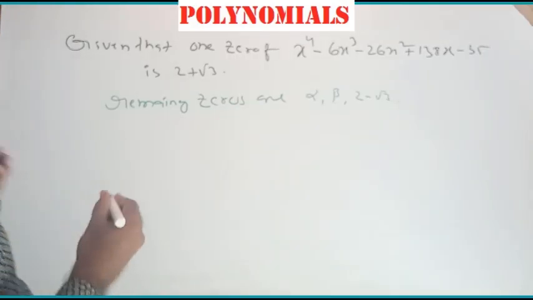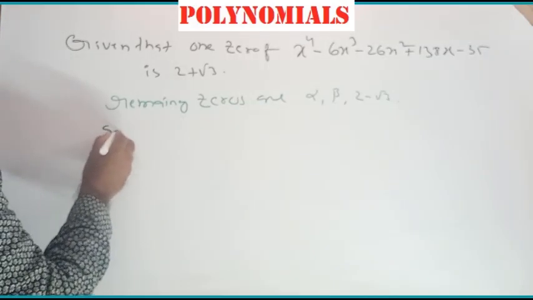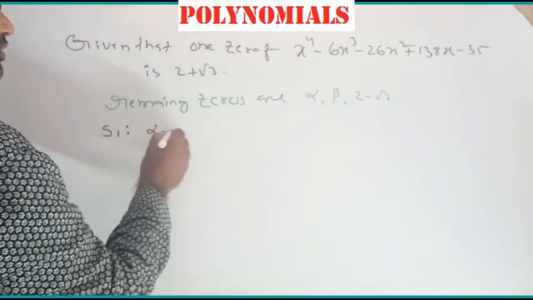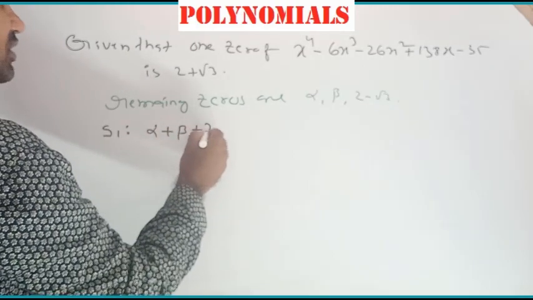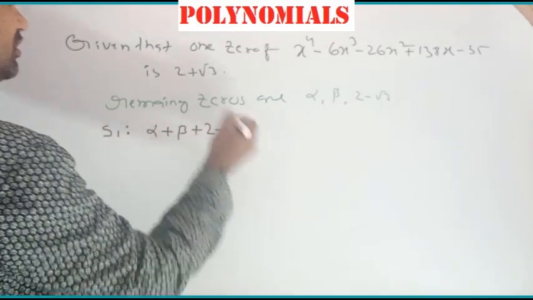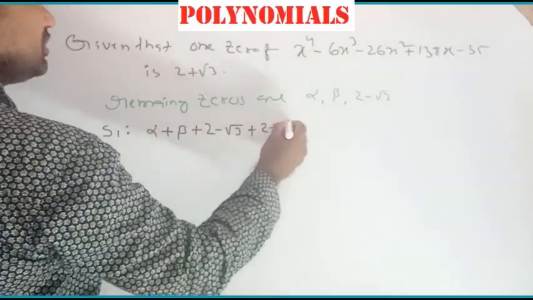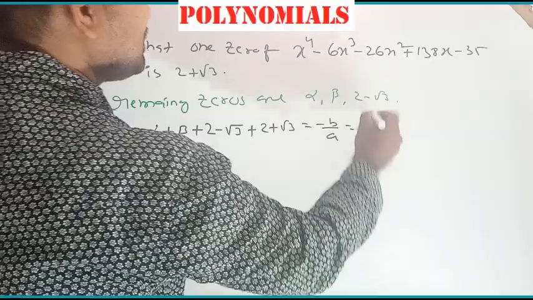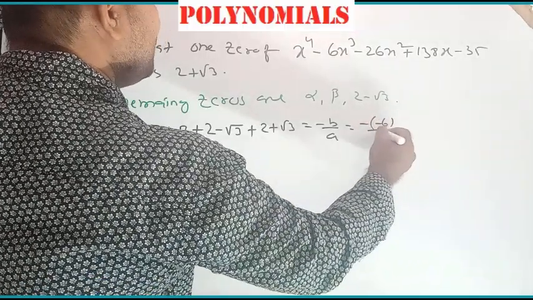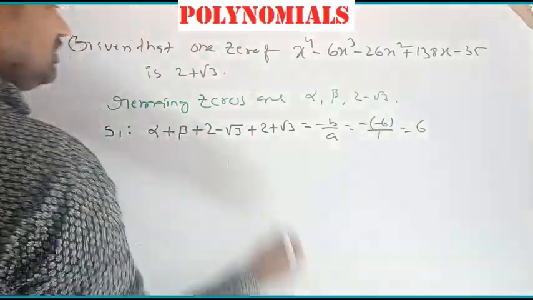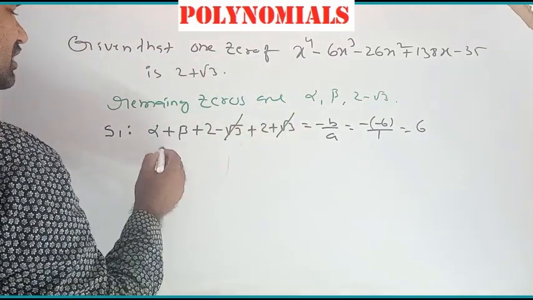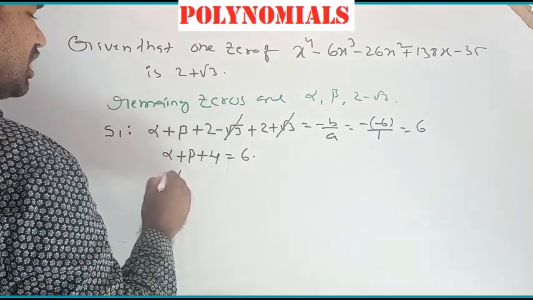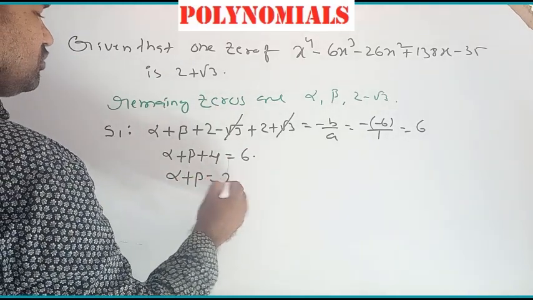So by using S1, means sum of zeros taken one at a time: alpha plus beta plus 2 minus root 3 plus 2 plus root 3 equal to minus b by a. Minus b means minus of minus 6 by a, which is 1, that is equal to 6. Here root 3 gets cancelled: alpha plus beta plus 4 equal to 6, or alpha plus beta equal to 2.